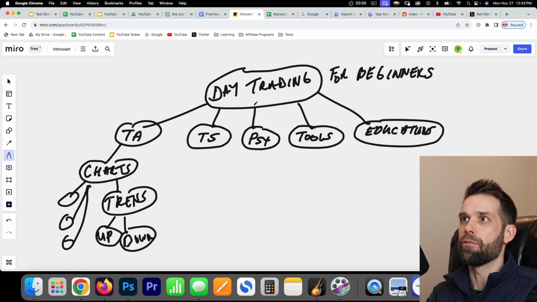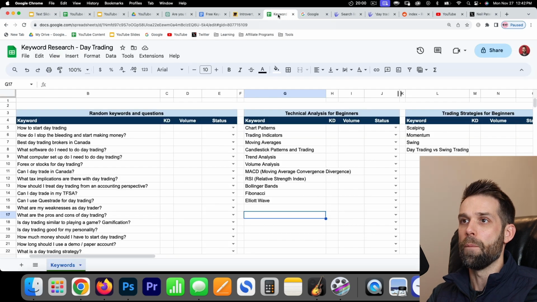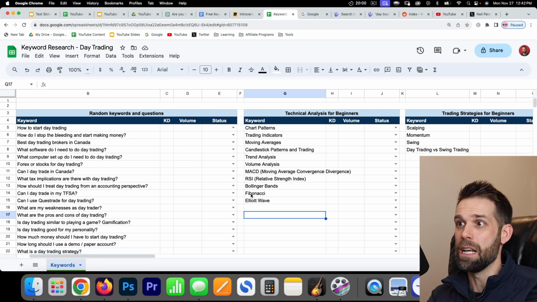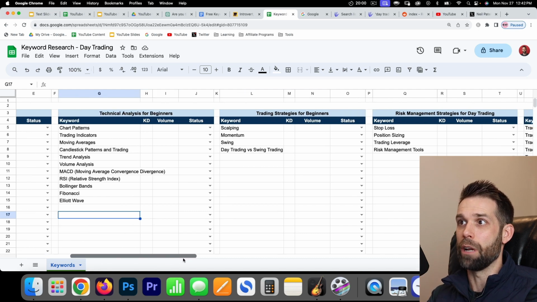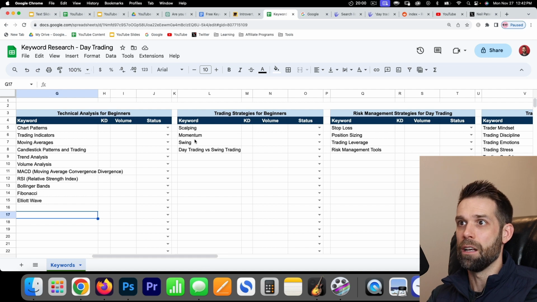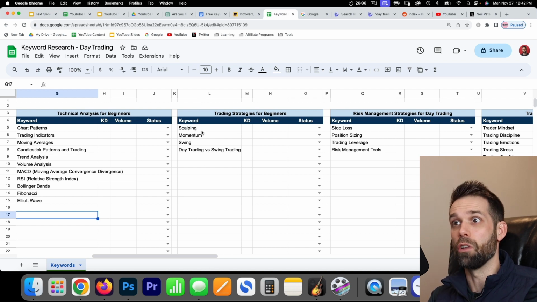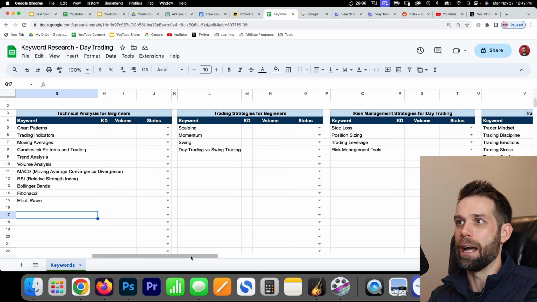site. So this rough drawing, if we sort of jumped over to our list of keywords, you can see how it plays out here. We've got technical analysis, and then we've got some major keywords there. Trading strategies, some keywords there. So scalping, momentum trading, swing trading, things of that nature. And again, I'm going to have to find more of these. And then within scalping, I'll find some long tail keywords about scalping, and so on.